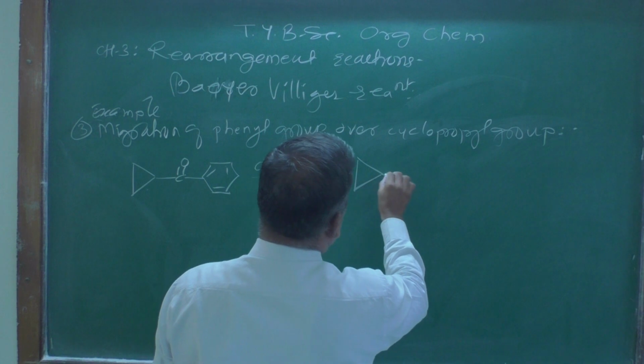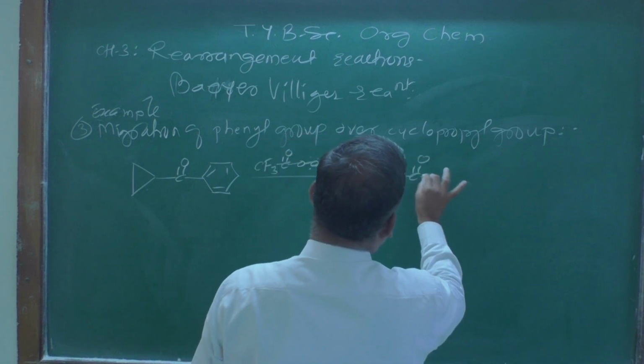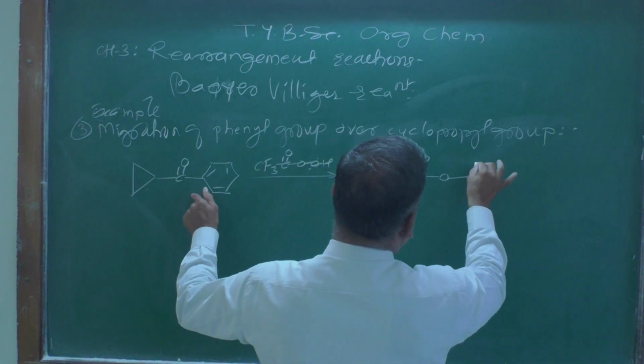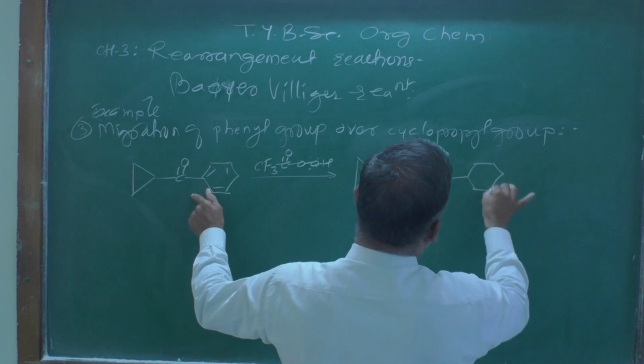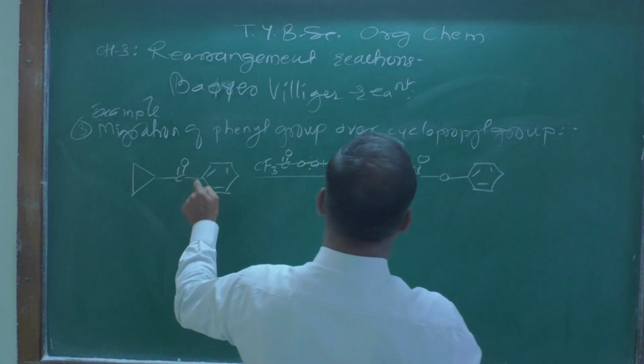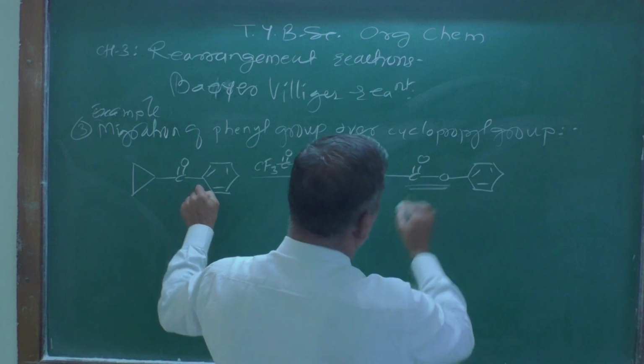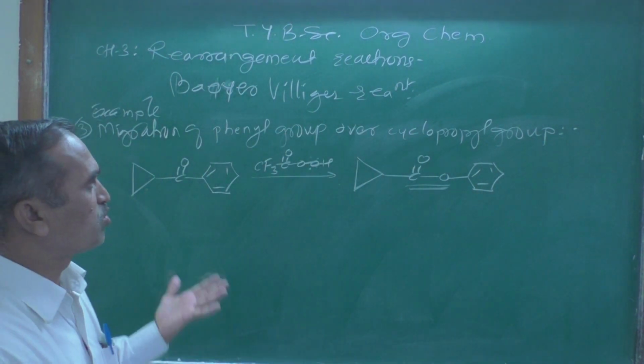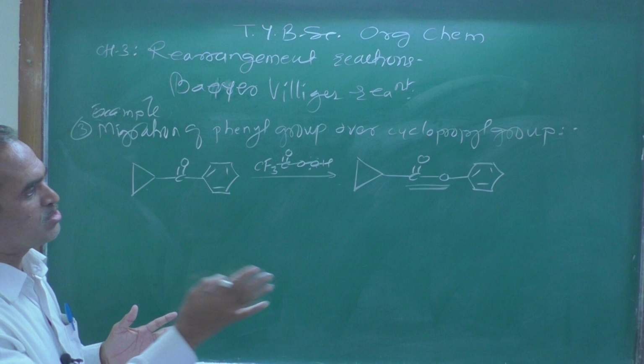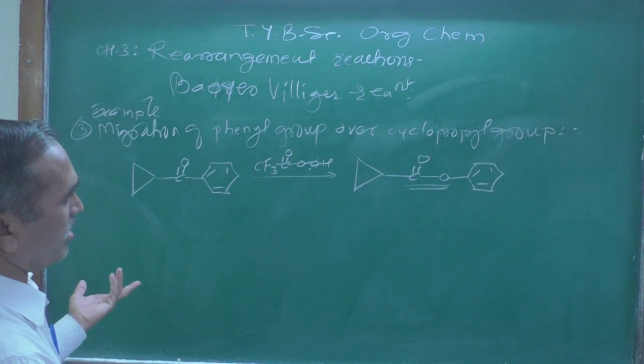Just write the structure as it is, C double bond O, then insert the oxygen atom, and here you will get this one, that is a phenyl group. Only this is the product you are going to get. So simple. And the mechanisms, as we know, are again so simple.